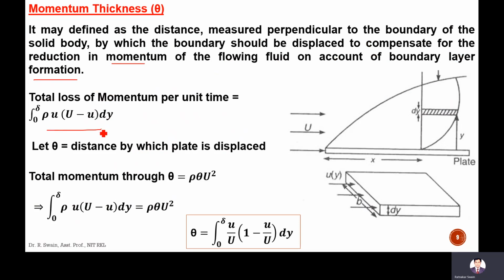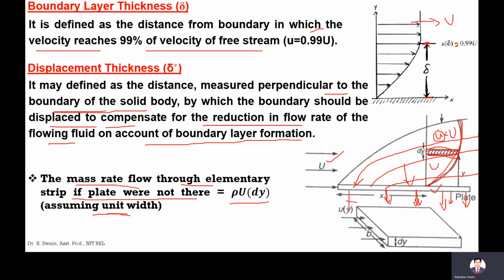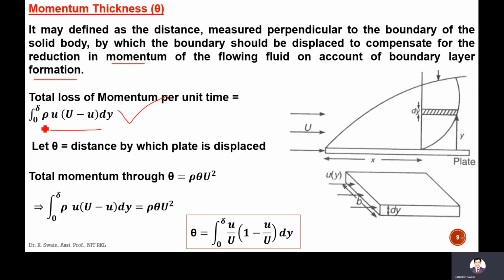Total loss will be, for momentum, rho into small u into capital U minus small u into dy. This is the loss of momentum. Let theta be the distance by which the plate is displaced. Actually, this is the mass. Loss of rate into U minus small u. So the momentum will be into velocity, that is the small u. And total momentum through theta.